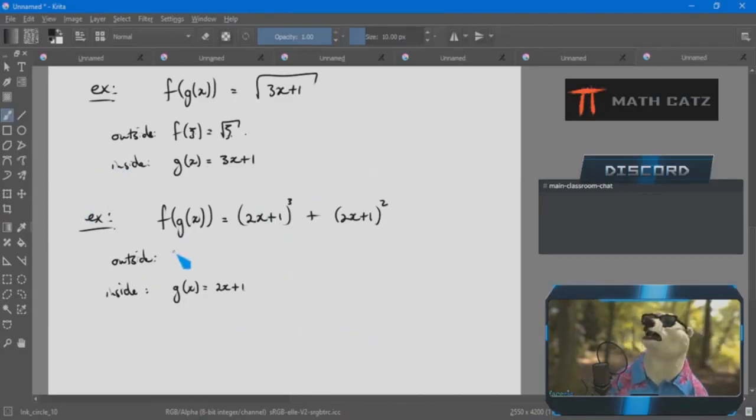Once I have settled on an inside function, what should the outside function be that has to go with it in order to produce my given function? X cubed plus x squared. Now, it wouldn't be this easy or even possible if the brackets weren't exactly the same, right? That allows me to do this.